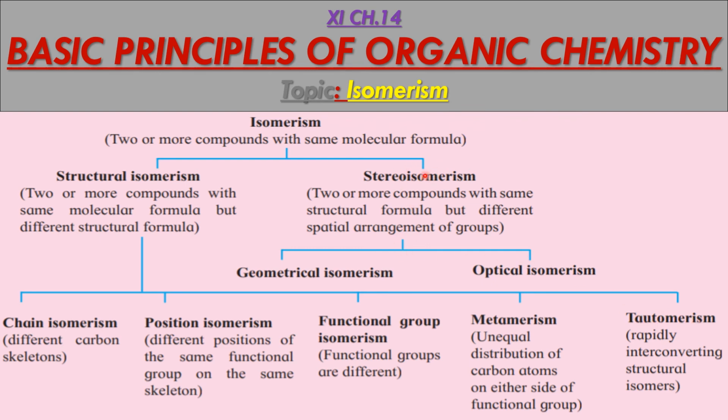The second type of isomerism here is stereoisomerism. In this case the two or more compounds have the same structural formula, also the same molecular formula, but different spatial arrangement of groups or atoms in space. Spatial arrangement means arrangement in space, and according to this concept the two types of stereoisomerism are geometrical isomerism and optical isomerism. So let us go through all these types of isomerism in detail with their examples.